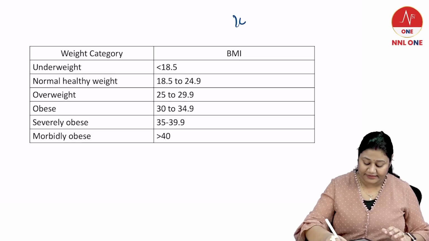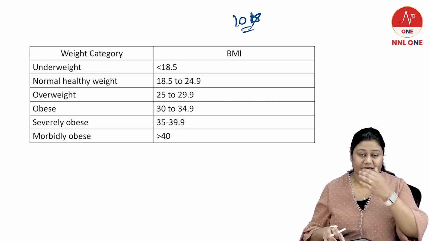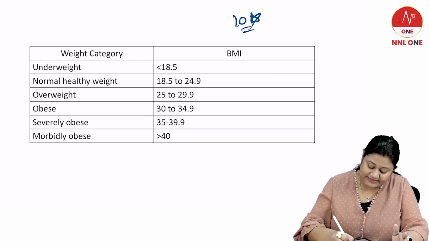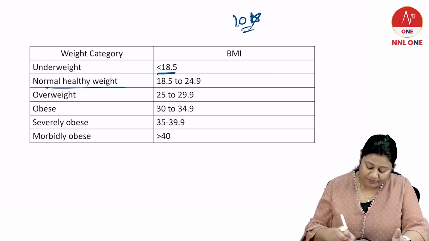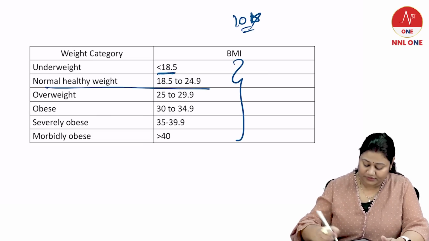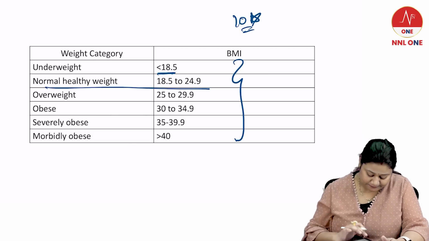This is another very important topic. What is the range of BMI? So normal range, underweight, overweight. Underweight is if it is less than 18.5. What is normal? 18.5 to 24.5. So this is how you have to remember the body mass index, right?